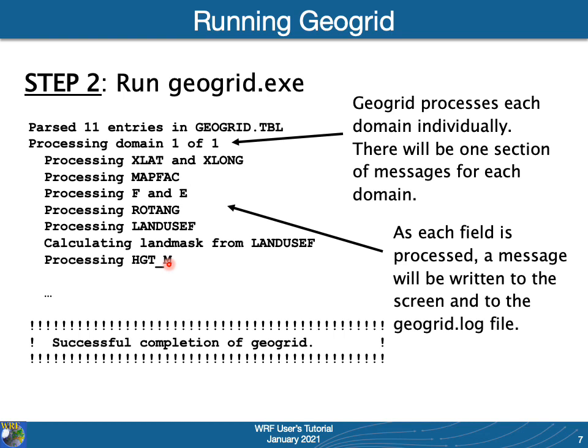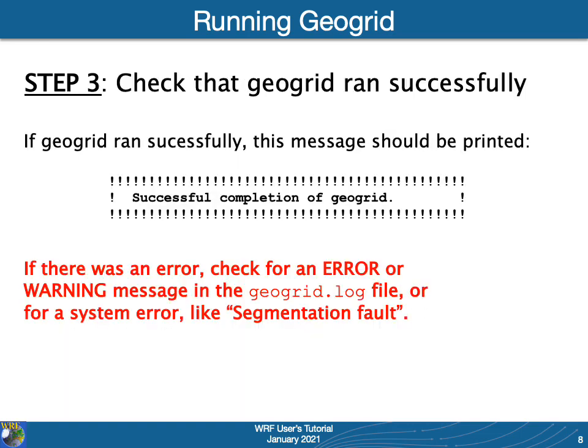After the GeoGrid program finishes running, we should see a message that says successful completion of GeoGrid printed to the terminal screen and also to the geogrid.log file. So it's always important to verify that the success message was printed to the terminal screen and to a log file. If not, it's usually an indication that something went wrong when the GeoGrid program ran. The GeoGrid program usually does a reasonable job at catching errors in namelist settings, so it's worth opening up the geogrid.log file and looking for error or warning messages.